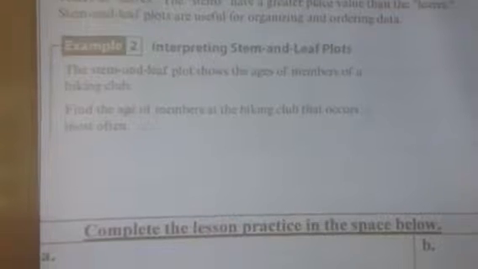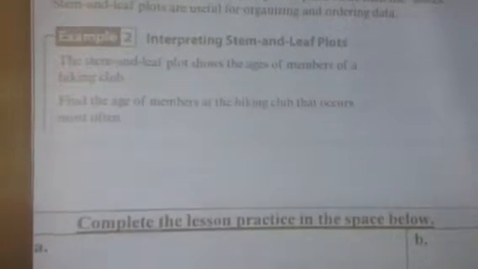A stem and leaf plot is a data display that uses some digits as stems and others as leaves. The stems have a greater place value than the leaves. Stem and leaf plots are useful for organizing and ordering data. Remember that. The stems have a greater place value than the leaves. So this stem and leaf plot shows the ages of members of a hiking club. We want to find the age at the hiking club that occurs the most often.